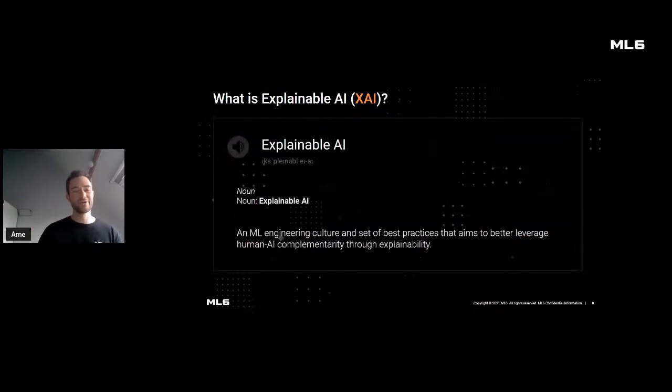So with this example being passed now, we can dare to put forward a definition of explainable AI. And again, I want to reiterate here, this is really ML6's interpretation of explainable AI, which takes a more holistic approach to the entire project in terms of explainable AI. So what is the definition then? Well, we see explainable AI as an ML engineering culture and a set of best practices that aims to better leverage that human-AI complementarity through explainability. So again, from data set through the model, ending up all the way in the human user experience.